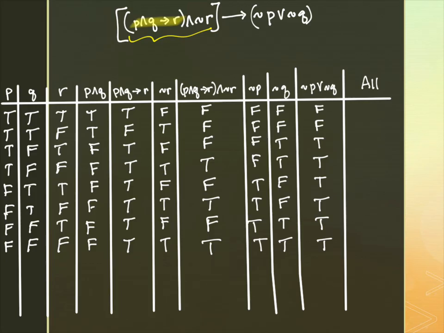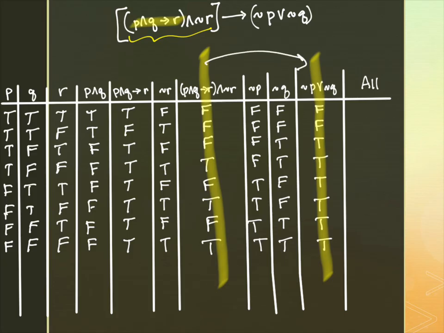Okay, last column takes this massive column here that's in the middle, my P and Q implies R and tilde R column, and it comes all the way over here to the column I just created with the or statement, like this.